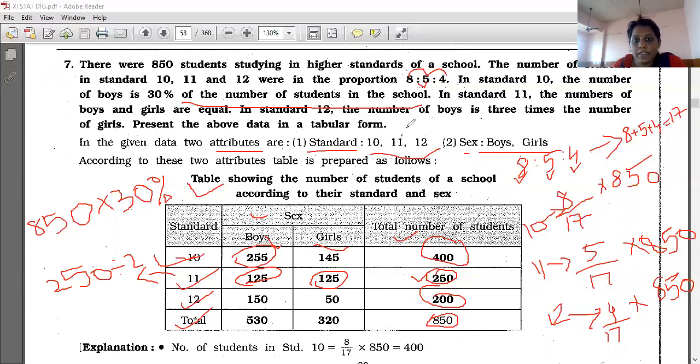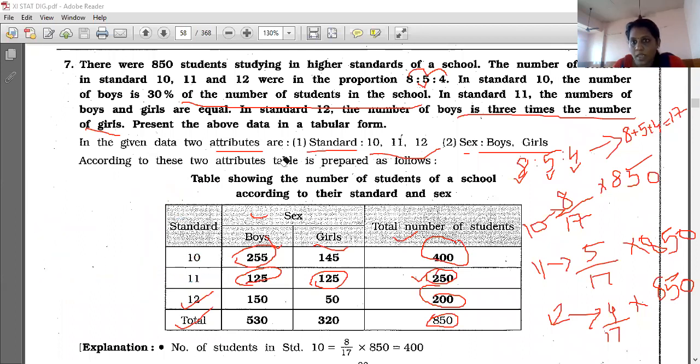Then in standard 12, the number of boys is 3 times the number of girls. Here you have to show the calculation, right? If you are not doing the 12th standard calculation, you may still get the answer, but here, since it is given, you have to show the calculation. See, they have said that in 12th standard the boys is 3 times the number of girls.